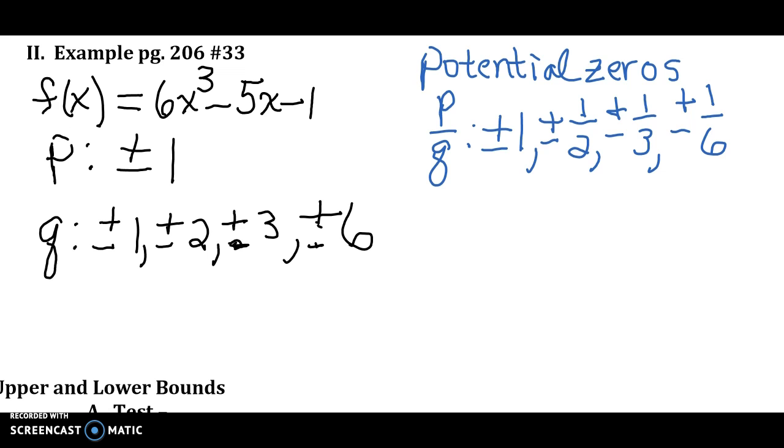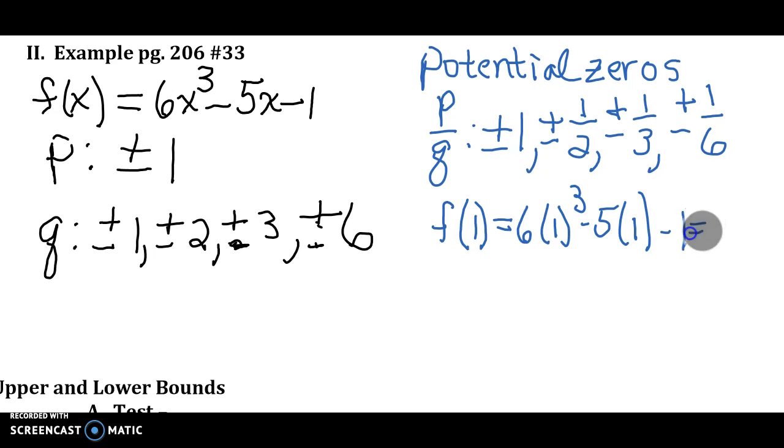That's the factor theorem. And when I did this, what I found was the only one that works was f of 1, which came out to be 6 times 1 cubed minus 5 times 1 minus 1, and that gave me 0. So x equals 1 is the only rational zero.